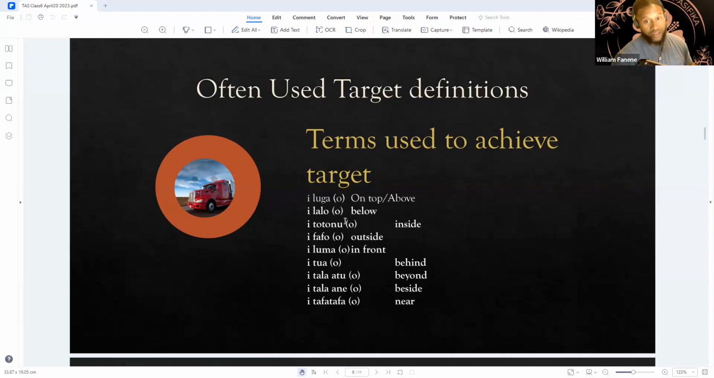Itutonu ole fale, inside of the house. Ifafo ole fale, outside of the house. Iluma ole fale, in front of the house. Itua ole fale, italatu, way out there, ole fale, beyond the house, beside the house, italaneo, itaftafo. All right. So these are again, we're introducing a location, and these are just the words that tell us where the location is at, and then we start into our subject.